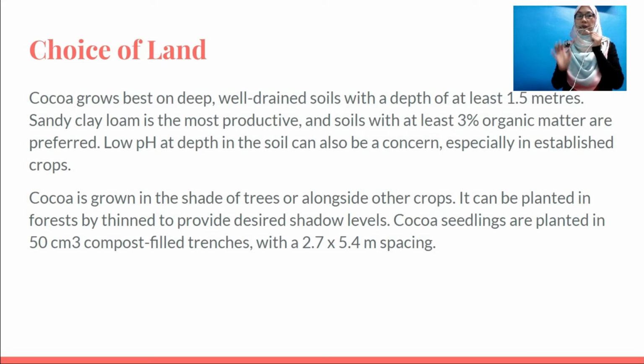Low pH at depth in the soil can also be a concern, especially in established crops. Cocoa is grown in the shade of trees or alongside other crops. It can also be planted in forests by thinning to provide the desired shade level. Cocoa seedlings are planted in a 50 centimeter compost-filled trench with a 2.7 by 5.4 meter spacing.